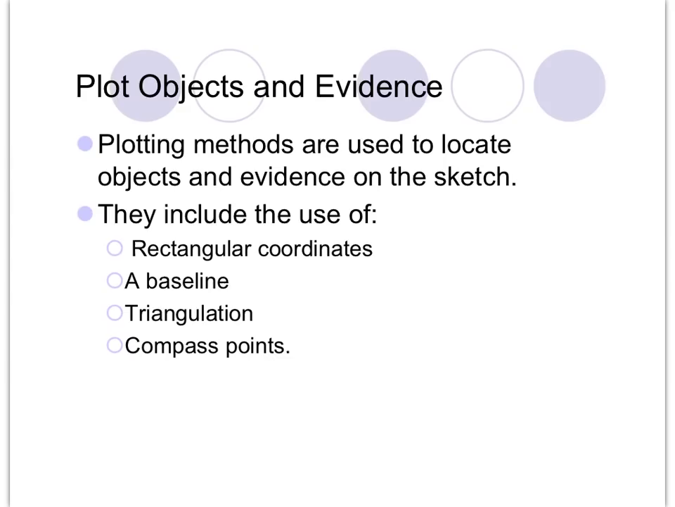You also want to plot things on your crime scene sketch, so that people can locate where they were and where the evidence was. There are a couple different ways of doing that, and I talked about this on the last slide. These 4 methods can work in order to plot those objects and make sure people know where they are, so we're going to go into a little bit of detail there.